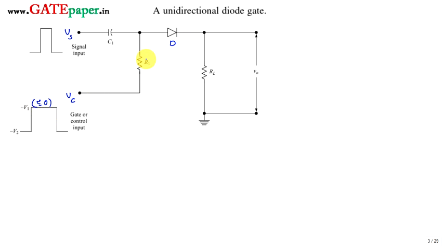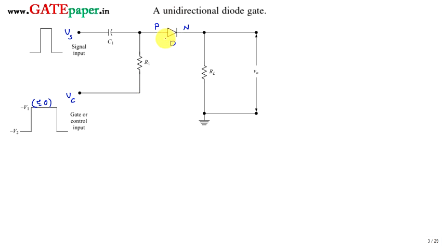As shown, this is the P side and this is the N side of the diode. We know that a diode can be either forward biased or reverse biased. In forward bias, an ideal diode acts as a short circuit. In reverse bias, an ideal diode acts as an open circuit. So let the diode be ideal.